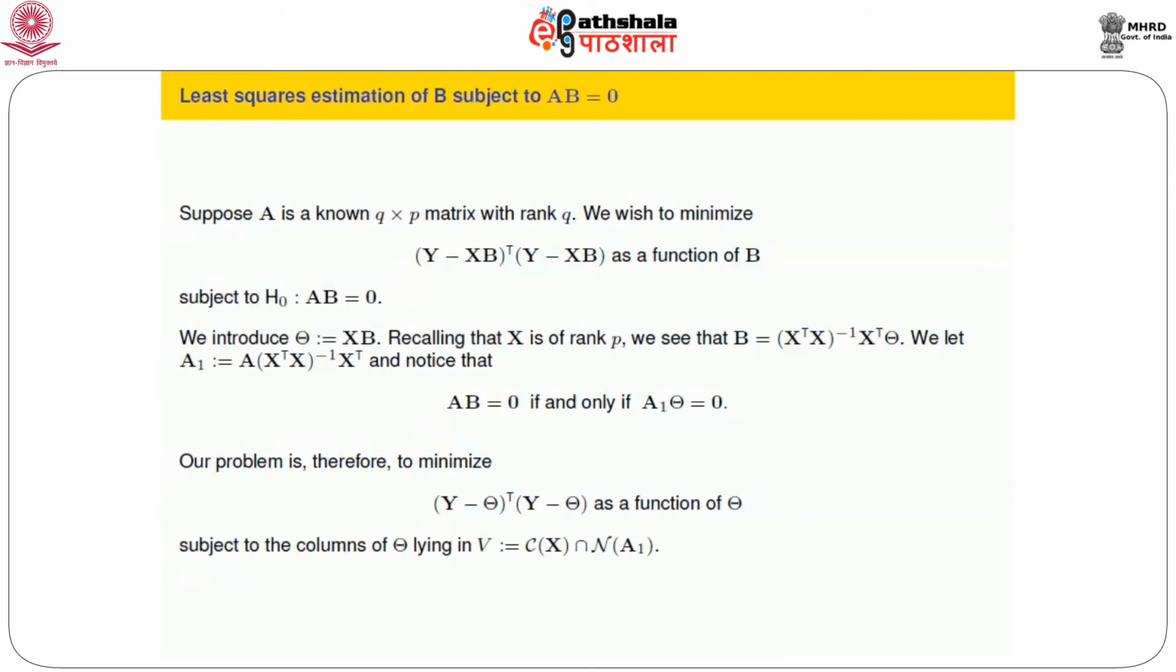So columns of theta are here. So now we have to suitably identify this, work with this space, which we call capital V. So now we have a relatively easy to understand but with much deeper consequence. So we see that this is a vector space, column space of X intersection null space of A1.